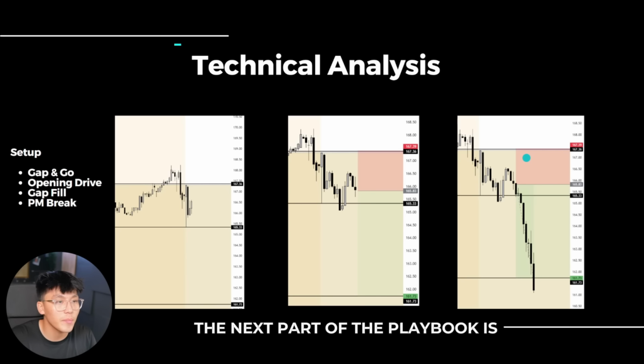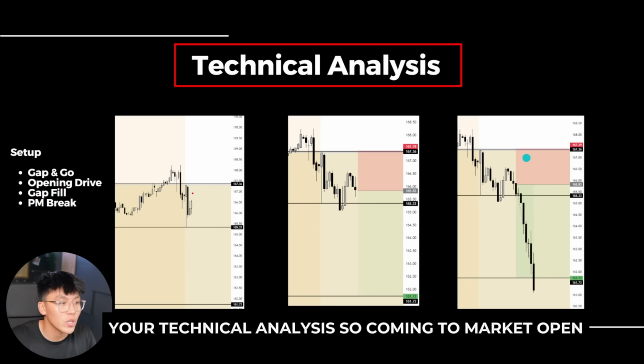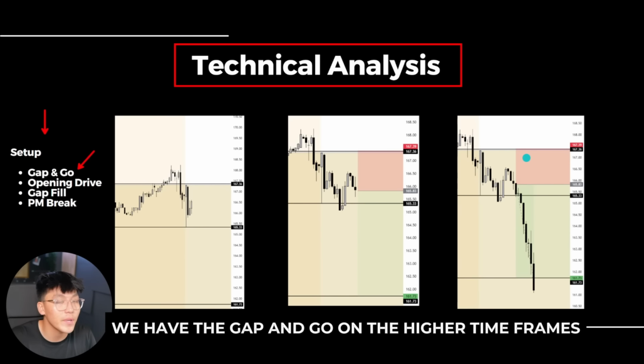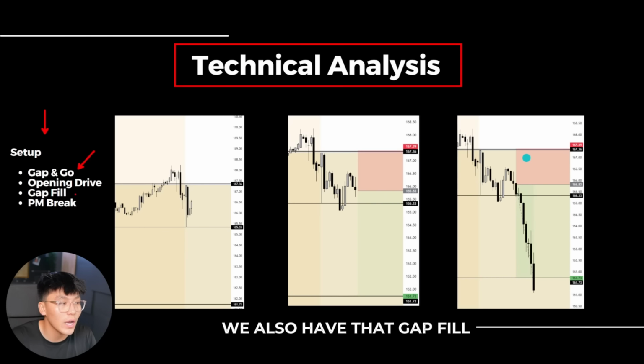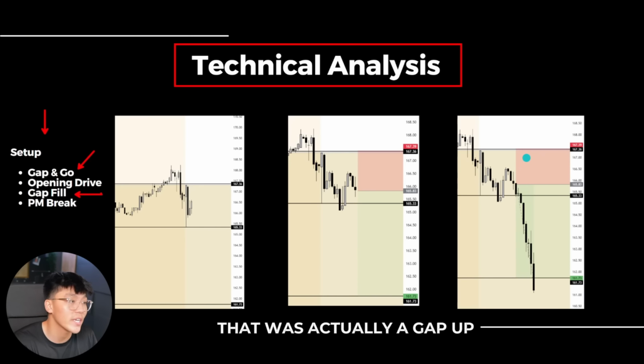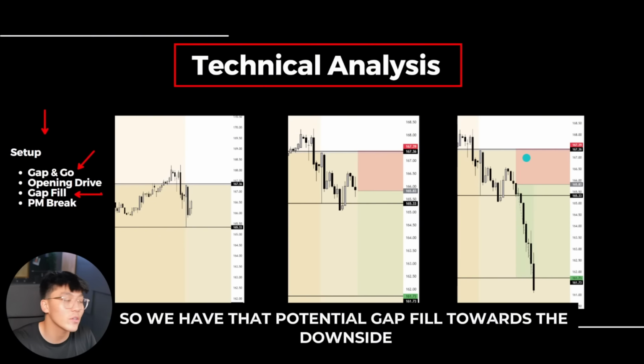The next part of the playbook is your technical analysis. So coming into market open, what type of plays do we have towards the downside? We have the gap and go on the higher time frames. We also have that gap fill, which is all the way back from that February gap that was actually a gap up. So we have that potential gap fill towards the downside.